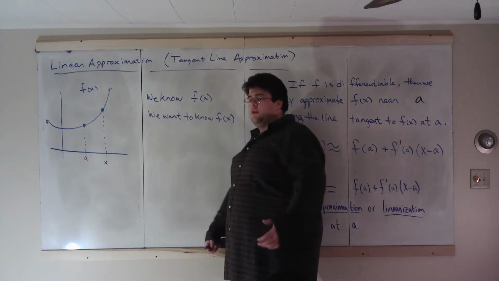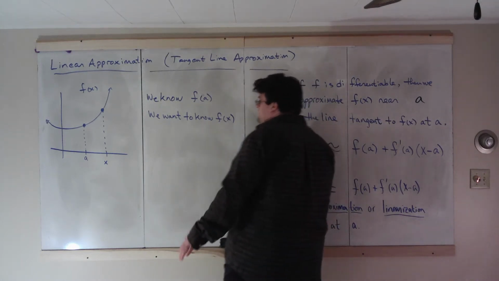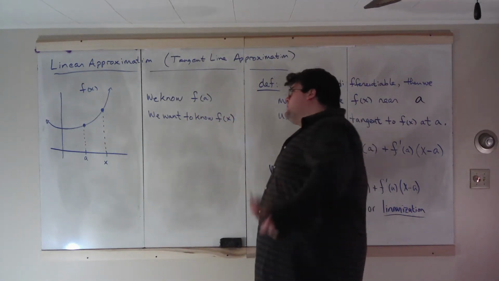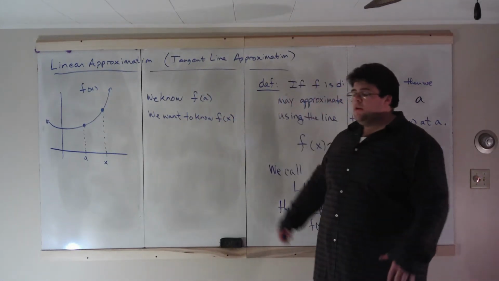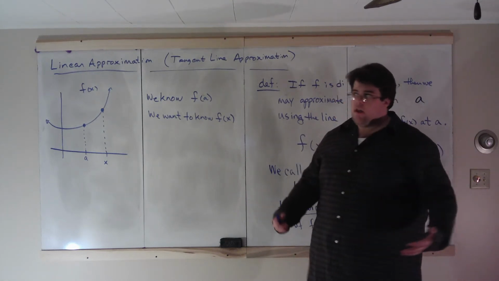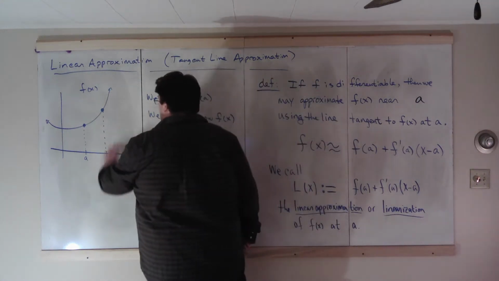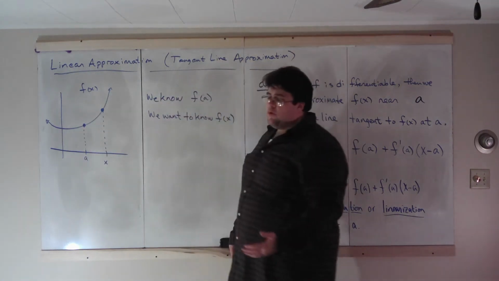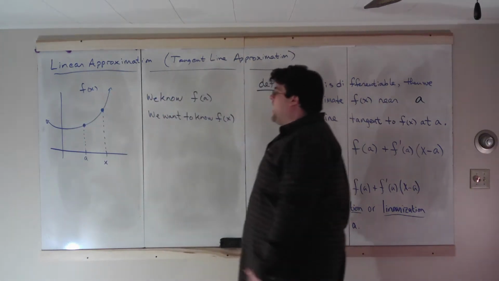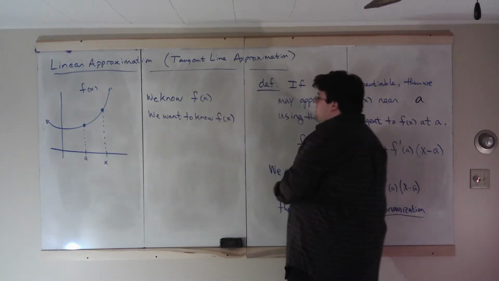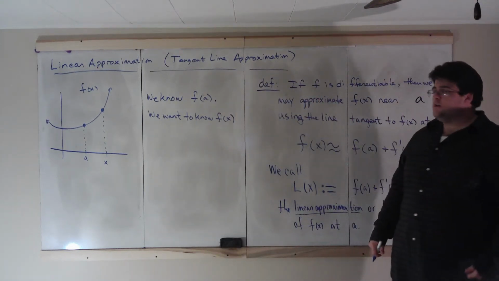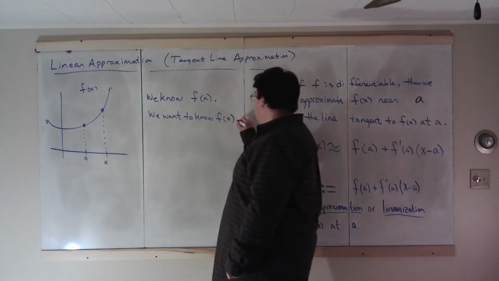But the setup is going to be, we know this function evaluated at a. So a standard example, the first one we'll do is approximate square root of 9.1. Well, we know the square root of 9. But we want to know square root of 9.1. So we know what happens at a certain value. We'll call that a. We know f of a. We want to know f of x, and x is close to a.